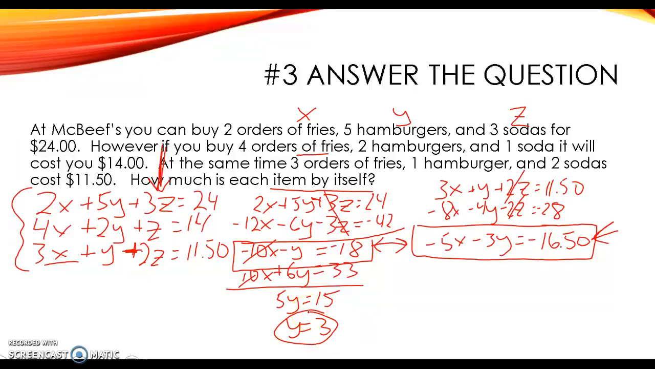That means my hamburgers cost a total of $3 at McBeef's. But then I still need to figure out how much are the fries and how much are the sodas.